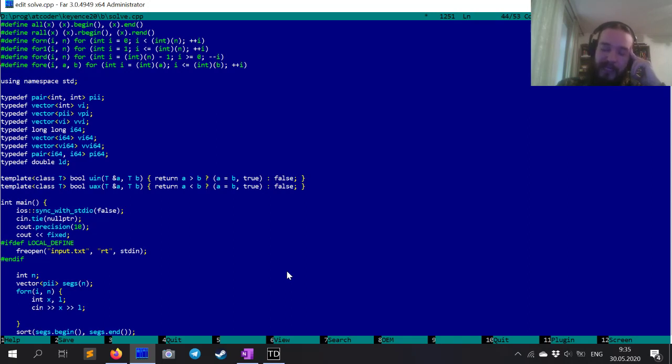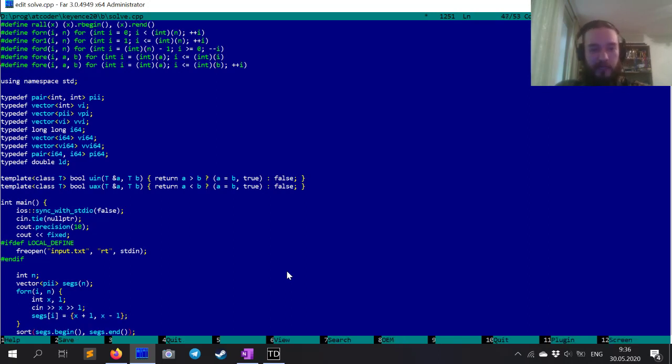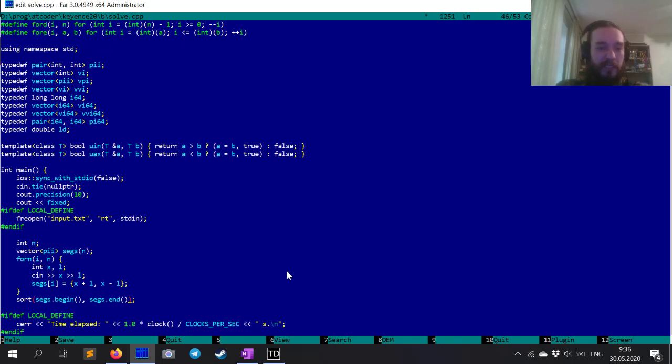So one dirty trick that you can do is to make, so this is a pair of two integers, right? Let's make the first element of the pair the right endpoint and the second one the left endpoint. We don't care about the order anyway, as long as we remember what everything means.